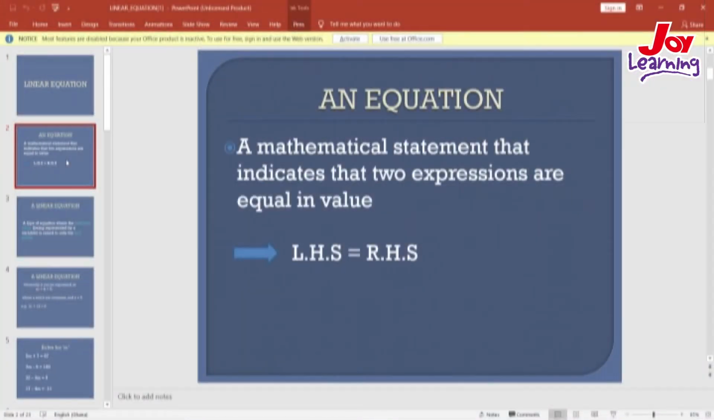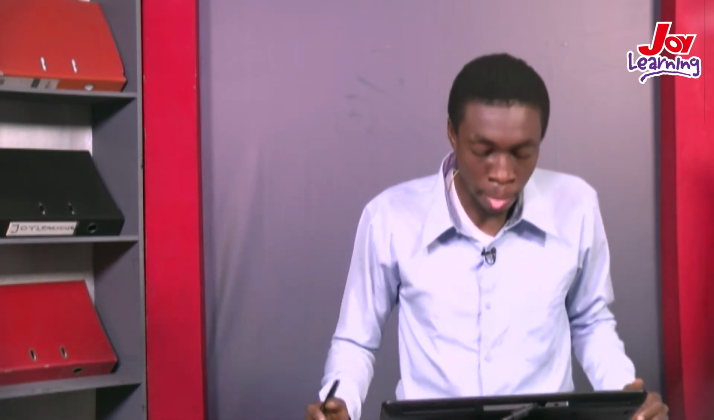Before we talk about a linear equation, let's get to understand what an equation is. It's a term we normally use, but what then is it? An equation is a mathematical statement that indicates that two expressions are equal in value. You have a statement on the left hand side and a statement on the right hand side, and they are joined together by an equal to sign. You might have, for example, 4x plus 2 is equal to 20. The equal to sign indicates that the expression on the left hand side and the one on the right hand side are equal. That's basically what an equation is.